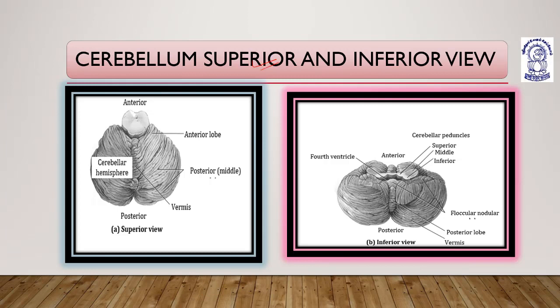In the superior and inferior view of the cerebellum, you can see the anterior lobe, the posterior lobe or middle lobe. This is the vermis. These are the cerebellar hemispheres. This is the fourth ventricle, and the cerebellar peduncles, superior, middle, and inferior. Then the floccular nodular lobe.